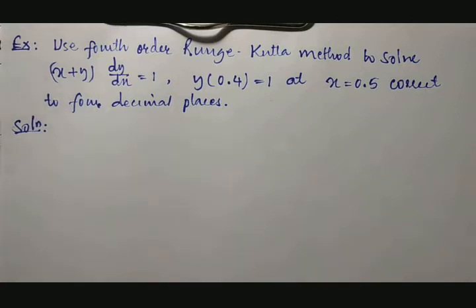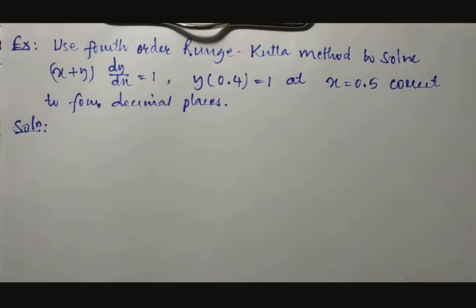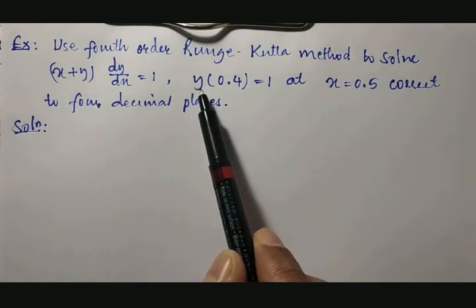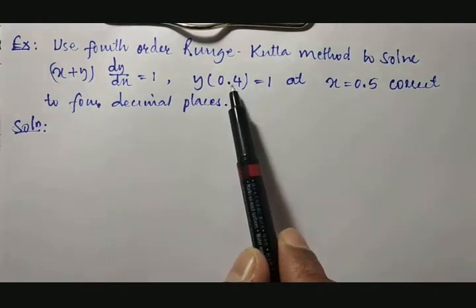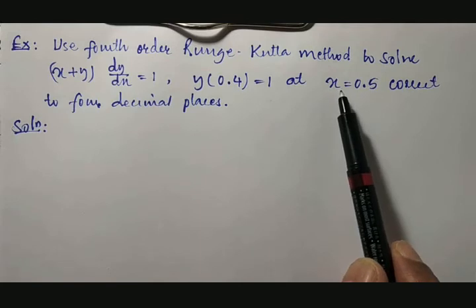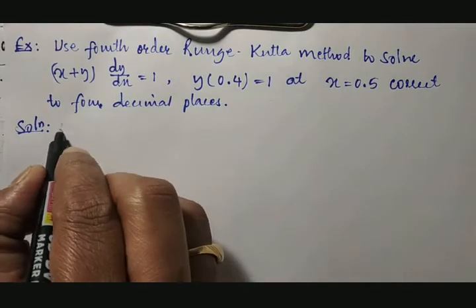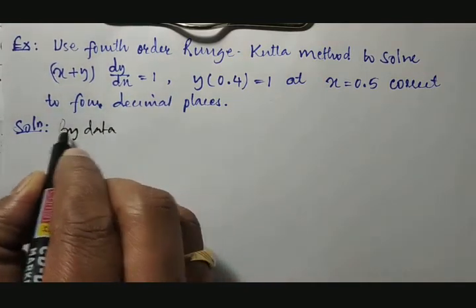In this session, we are going to discuss an example of obtaining a numerical solution of a given initial value problem, which is (x plus y) dy by dx is equal to 1, where the initial values given are y of 0.4 equal to 1, meaning x naught equal to 0.4, y naught is equal to 1. Then we need to calculate the result of y at x is equal to 0.5 correct to 4 decimal places. Okay.